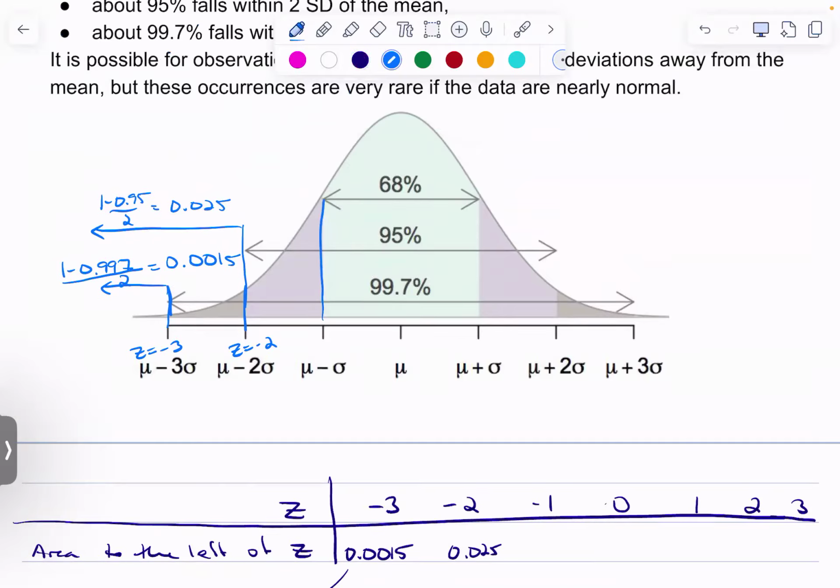We keep moving to a z of -1. Central 0.68. I lopped that off, and I split it in half by symmetry. I know it's 16%, but let me just confirm. 1 minus 0.68 divided by 2 is 0.16.